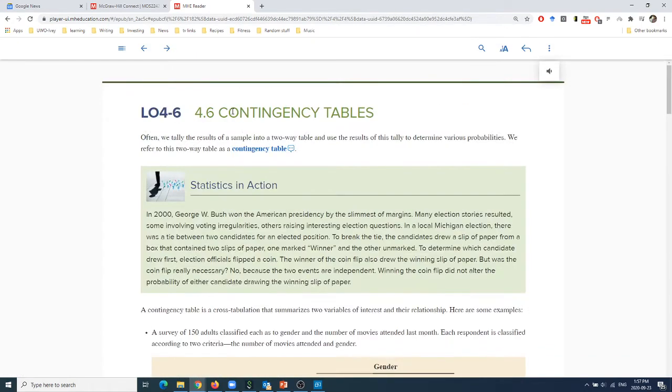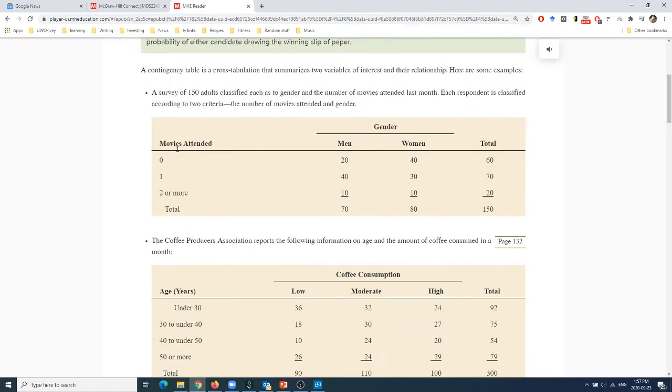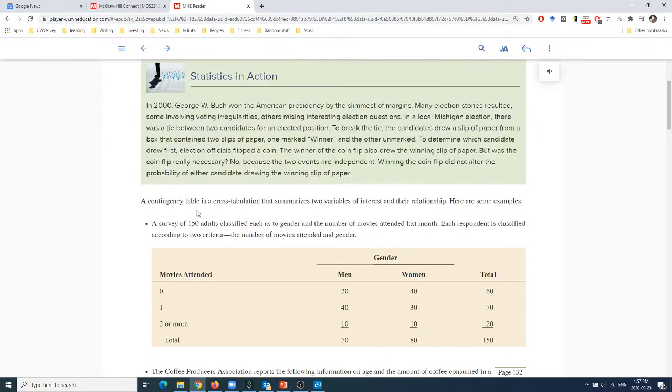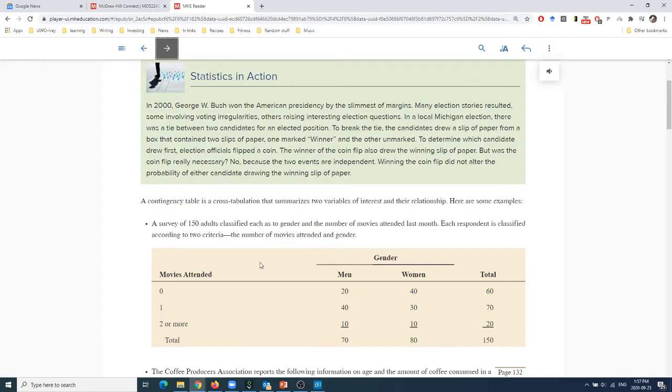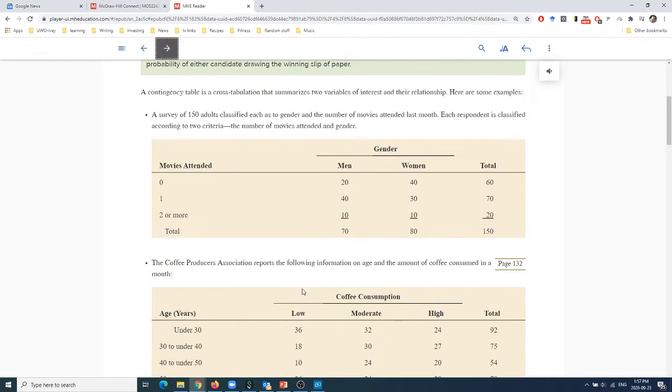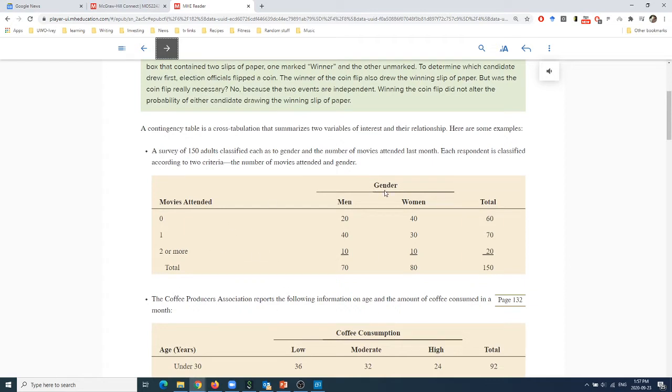So the next part is contingency tables. Contingency tables are used whenever you have two kinds of categories. It's a very nice way to get all these values into a nice table format. Here is an example of movies and men and women, and whether they attended 0 movies in the month, whether they watched 1 movie or 2 or more.